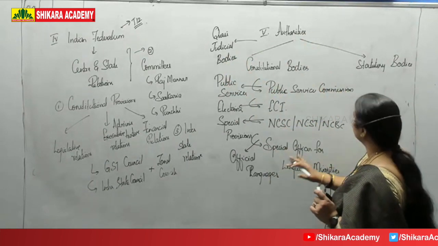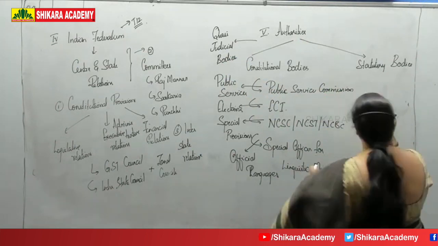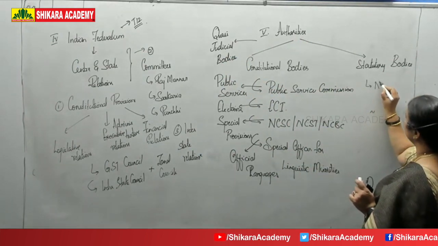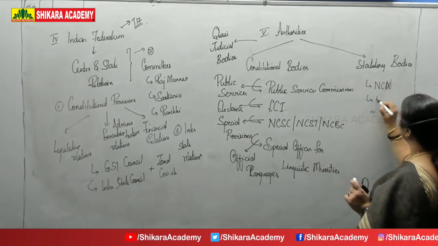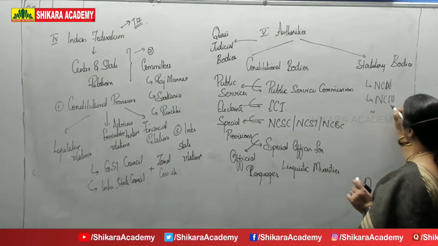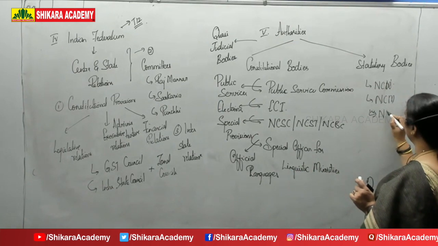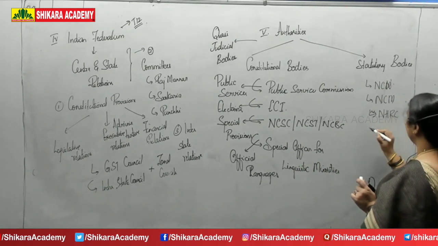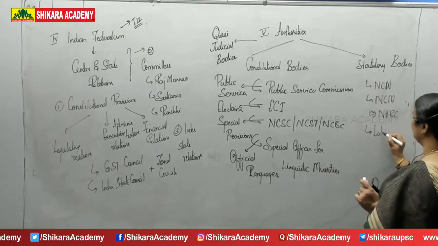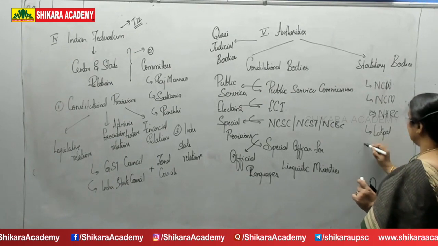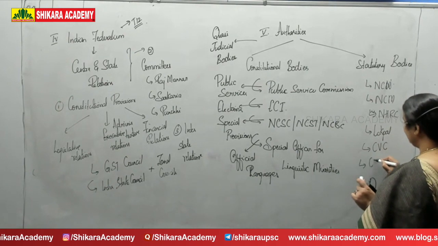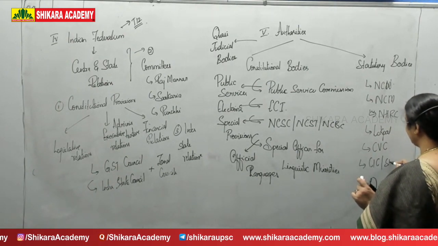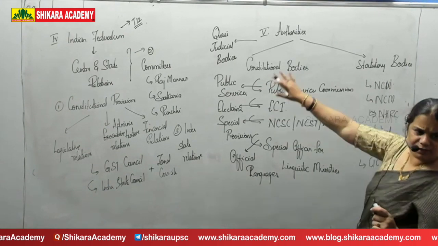Once we finish with this, statutory bodies, we are going to study about National Commission for Women, National Commission for Minorities, National Human Rights Commission. Then in your syllabus they have given Lokpal, CVC, Central Vigilance Commission, Central Information Commission, State Information Commission. Now what are we going to study about all this?